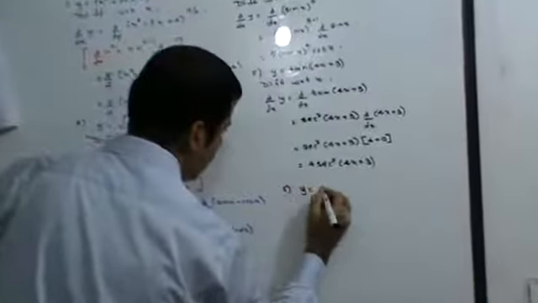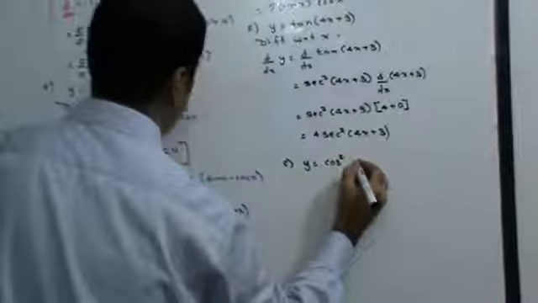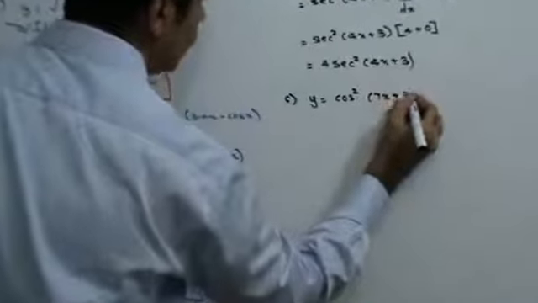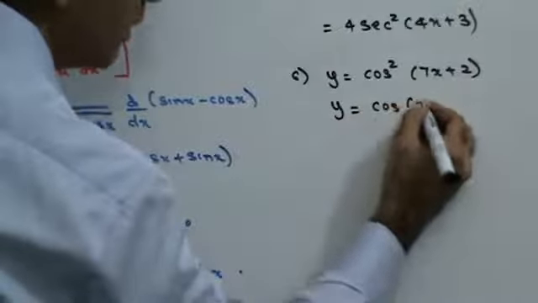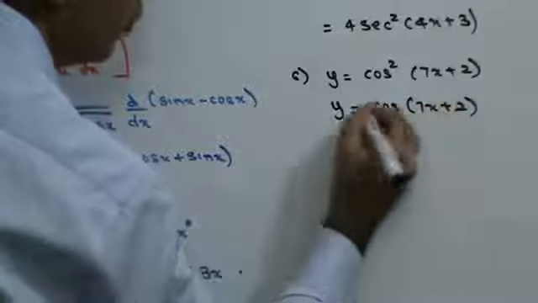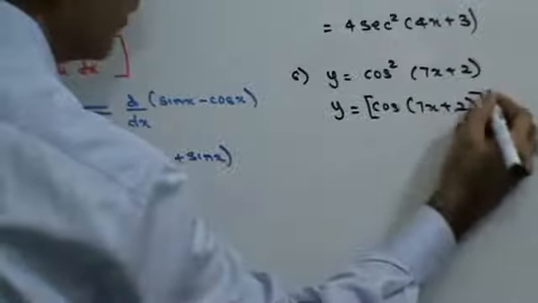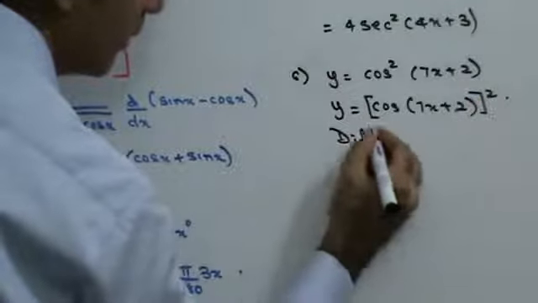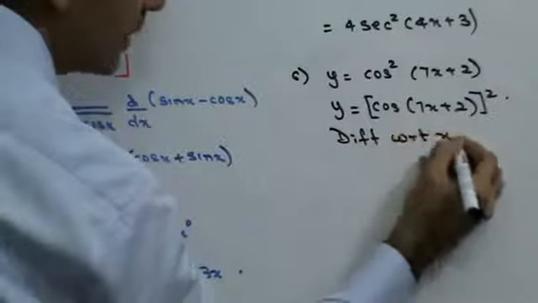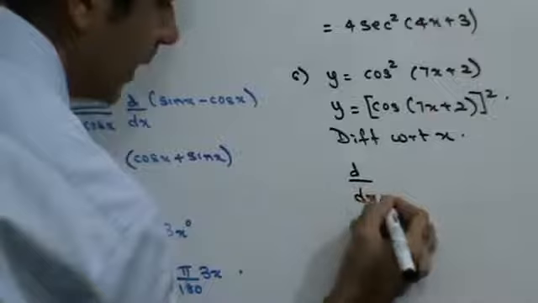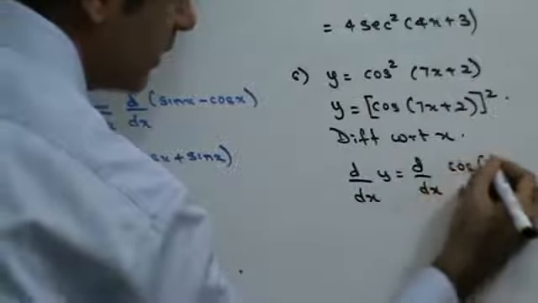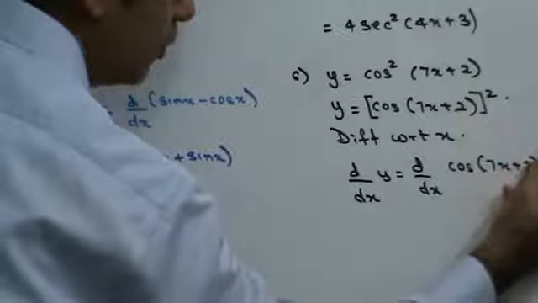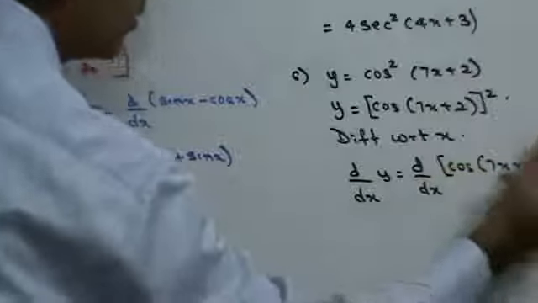Y is equal to cos square 7x plus 2, right? Now this can be written as y is equal to cos 7x plus 2 the whole square. Differentiate with respect to x.